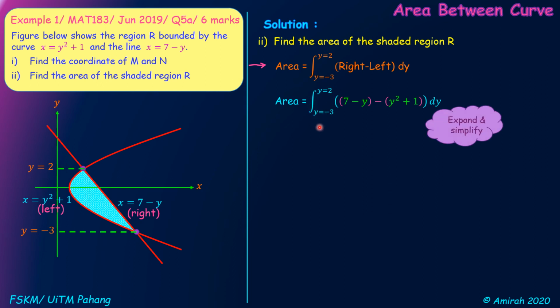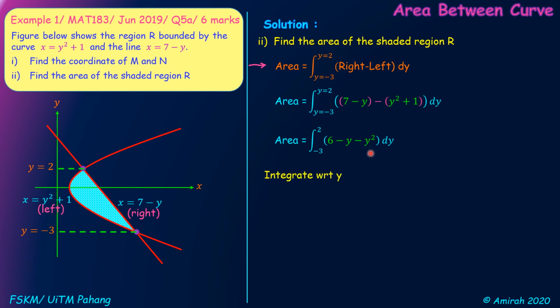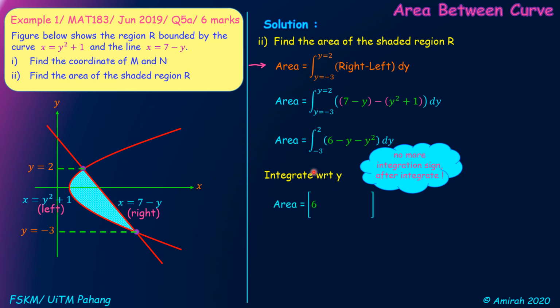After that, we can expand and simplify. So we get area equals the integration from negative 3 to 2, and after we expand and simplify, we get 6 minus y squared. From here, we can integrate with respect to y, and there is no more integration sign after we integrate.